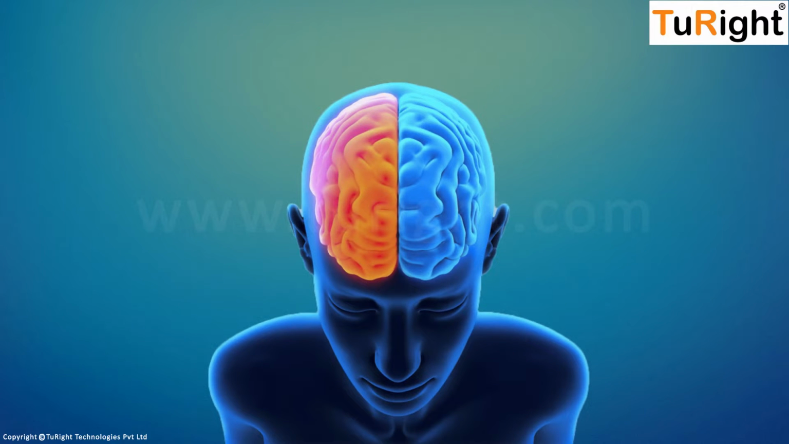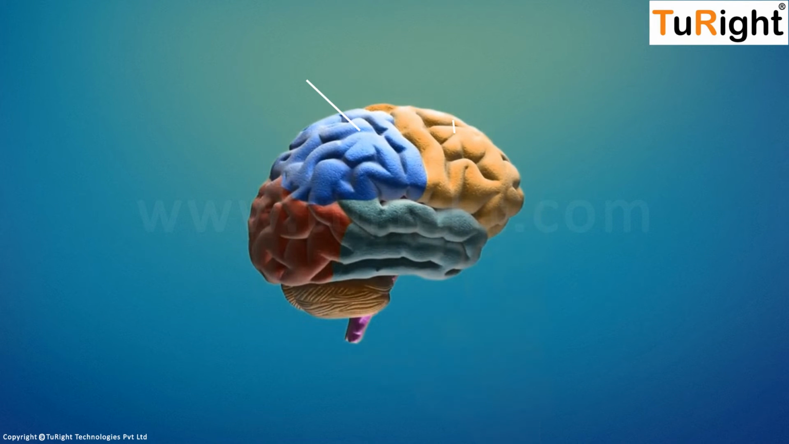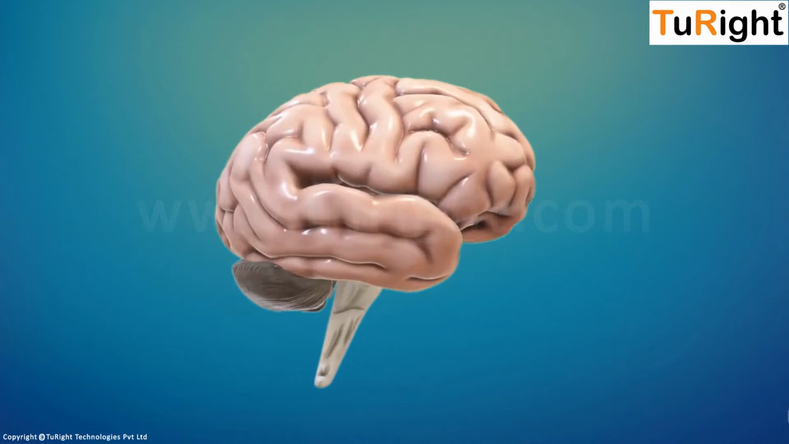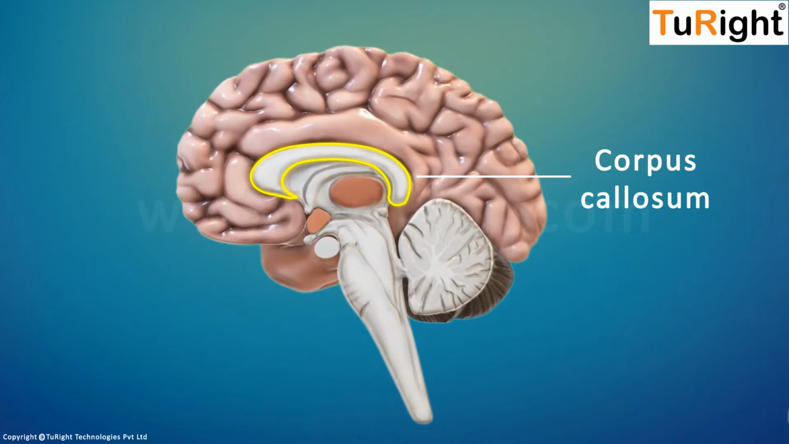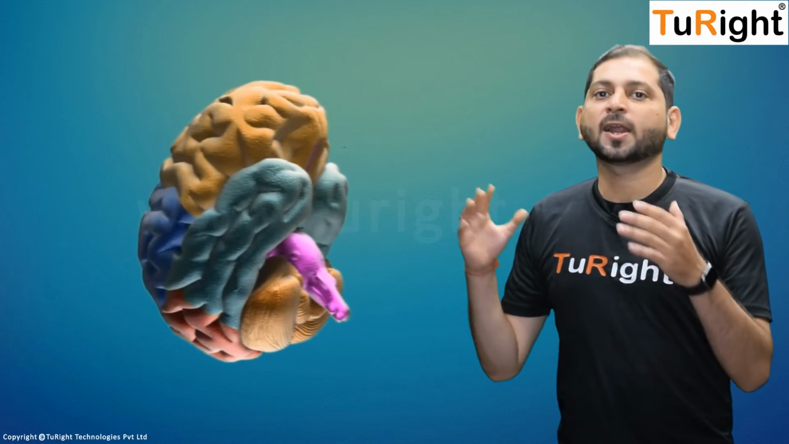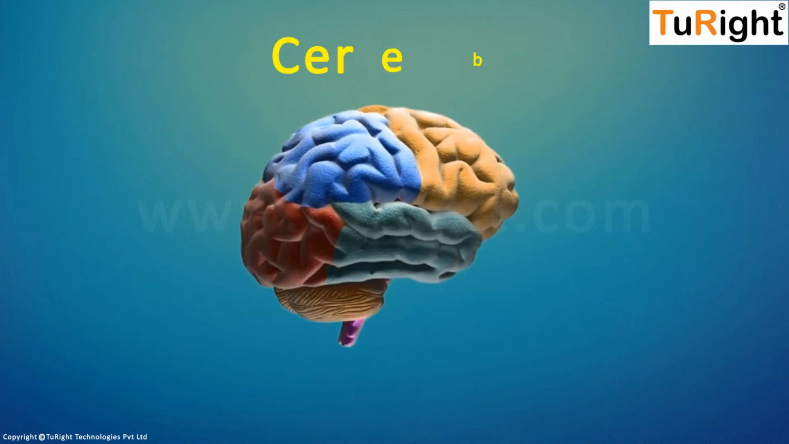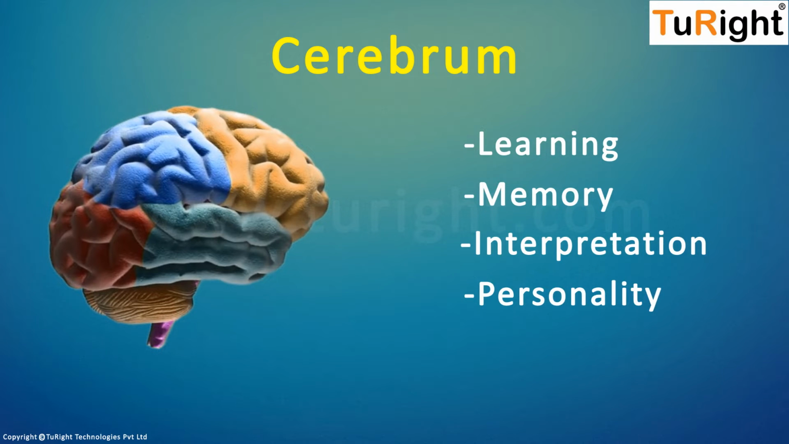The cerebrum is the largest part of the brain and is divided into left and right hemispheres. Each is composed of frontal, temporal, parietal, and occipital lobes. The two hemispheres are connected by a nerve tract called corpus callosum. The surface of the cerebral hemisphere is folded, which increases the surface area. The cerebrum is concerned with learning, memory, interpretation, and personality.